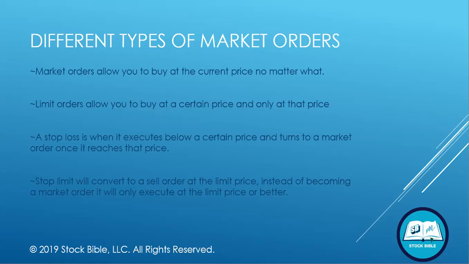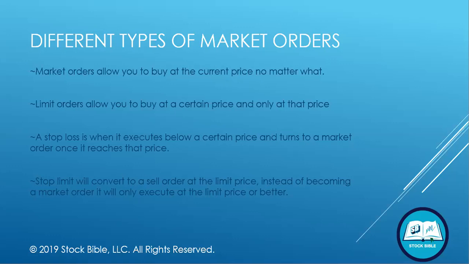When you're trading on Thinkorswim, or any other platform really, you're able to change the kind of order that you have. A market order allows you to buy at the current price no matter what. So let's say Apple's trading at 101.95. I send my order in. My trade's going to execute at 101.95, at that current price.